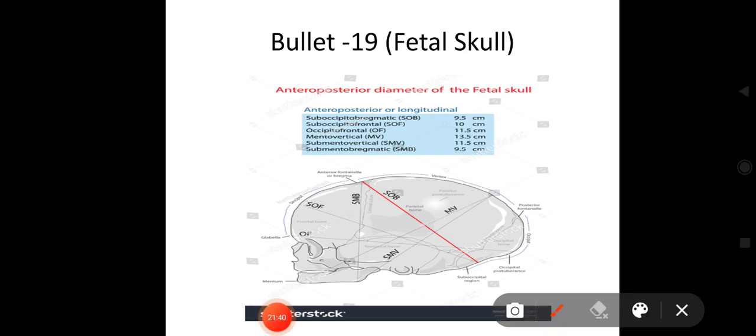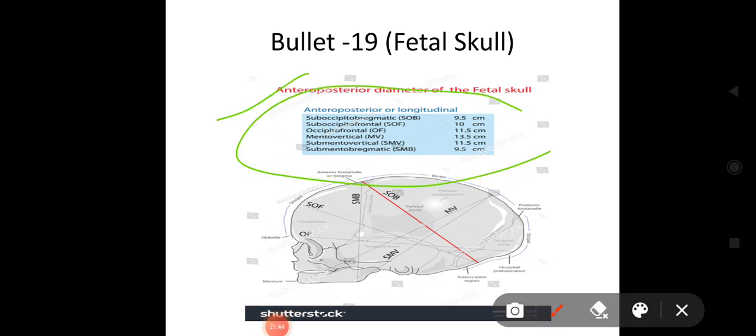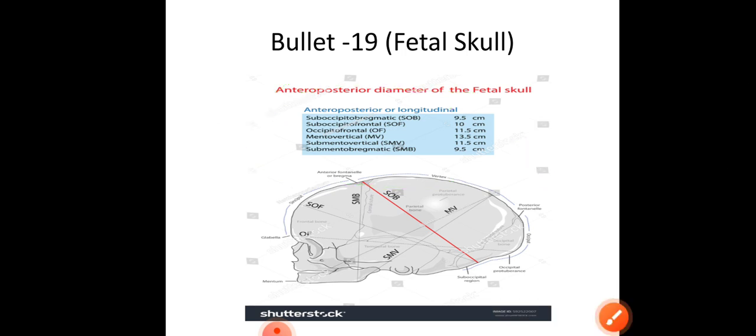These all are questions. Now fetal skull, anteroposterior diameters of the fetal skull; remember this table. Suboccipitobregmatic 9.5 centimeter, suboccipitofrontal 10 centimeter, occipitofrontal is important, 11.5 centimeter, mentovertical 13.5, submentovertical 11.5, submentobregmatic 9.5. So the longest is mentovertical, that is 13.5.